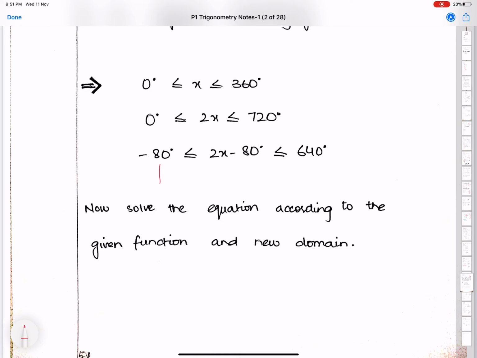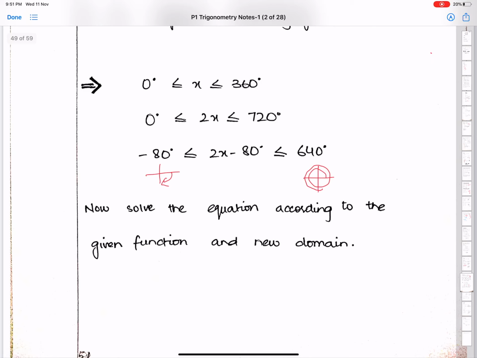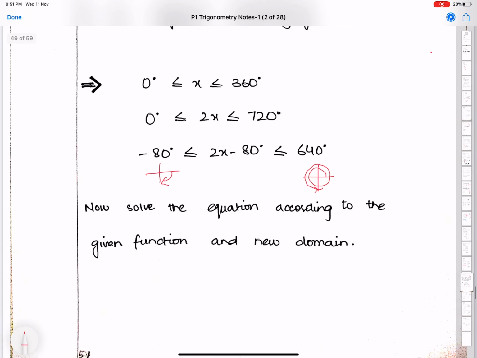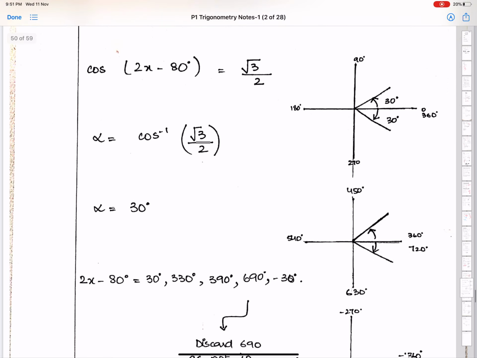Well, this minus 180 means you need to work in clockwise direction, and this 640 means you need to work at least twice, at most twice, because till here we have 630 degrees. Now here is the solution.